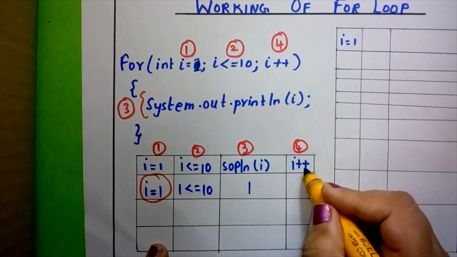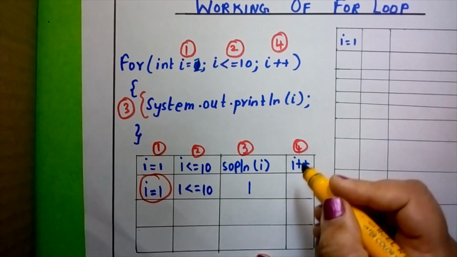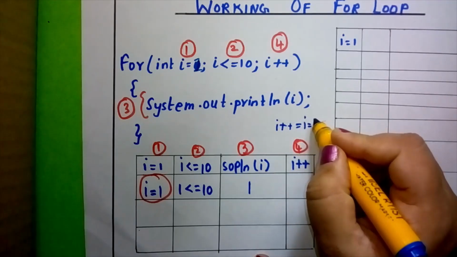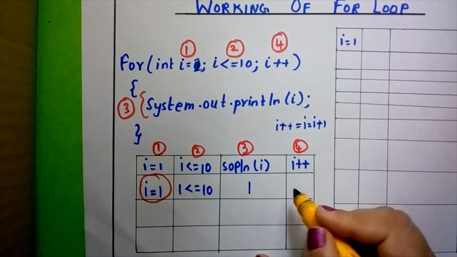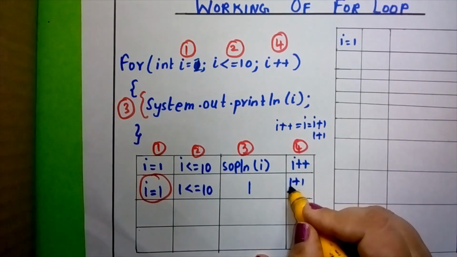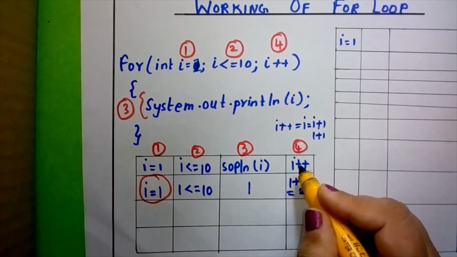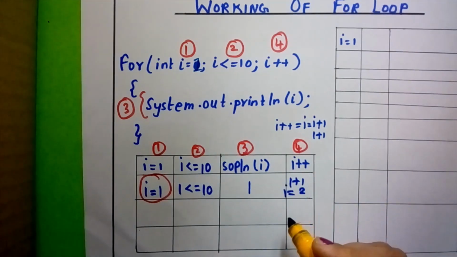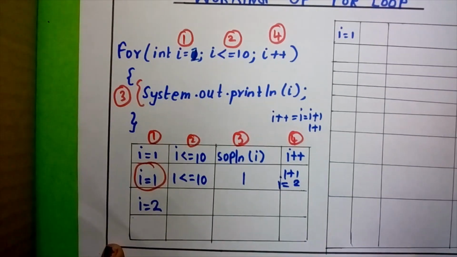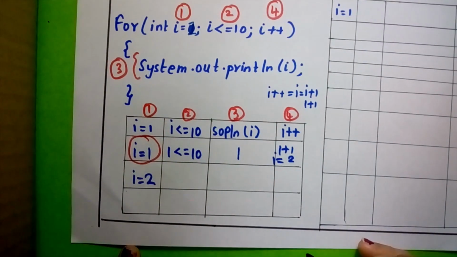Then i++. In my previous video I told you about increment and decrement operators. i++ means what? i++ means i = i + 1. So here it is 1 plus 1. So 1 plus 1 is how much? 2. So i has become 2. So the value of i is 2. So now i is equal to 2. Are you able to understand this? Yes. So i is equal to 2.